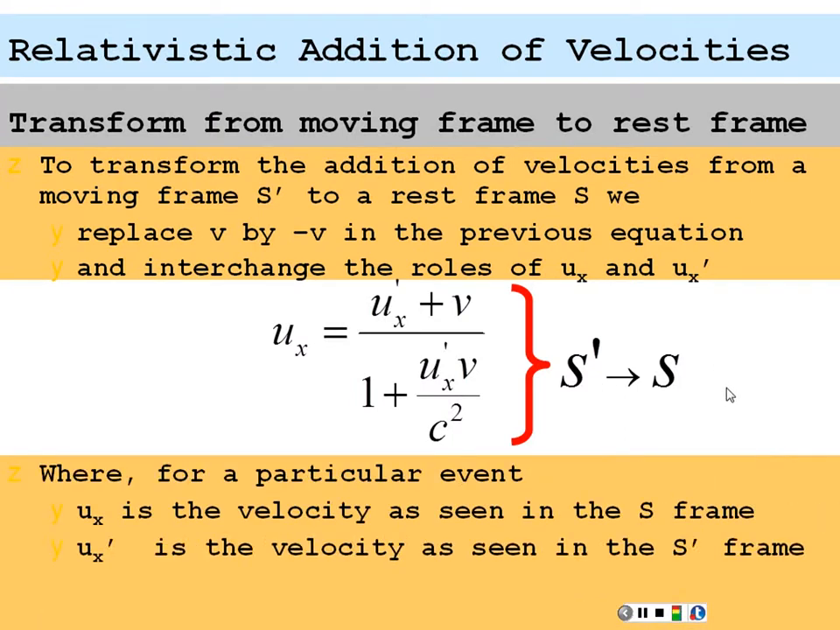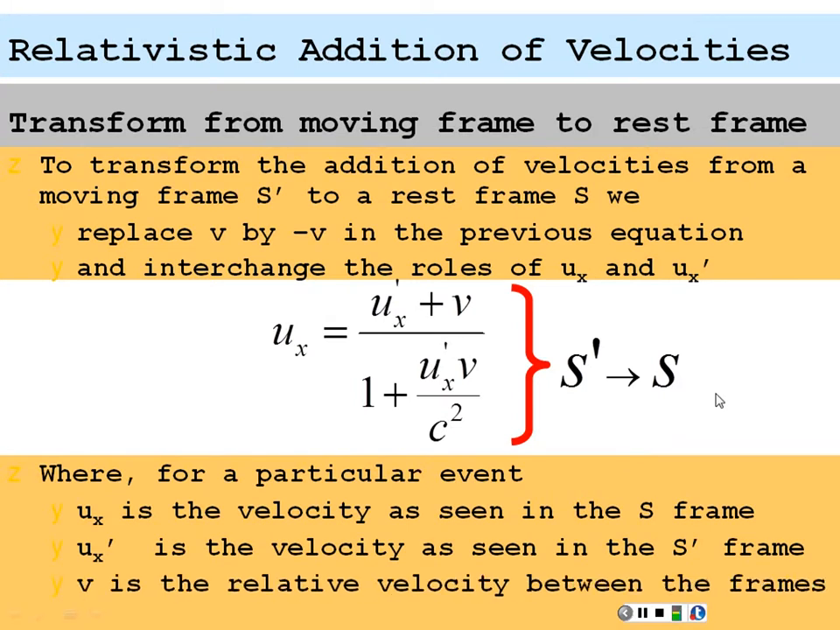So u sub x is the velocity in the rest frame S, u sub x prime is the velocity in the moving frame S prime, and v is the relative velocity between those two frames.